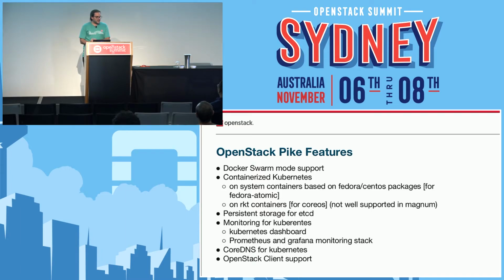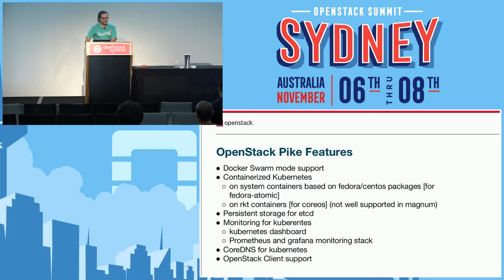I will quickly describe the features from Pike. The most important ones are the first two. It's Docker Swarm mode support. We use, at the moment, the Docker that is embedded in the Fedora Atomic. We haven't added CoreOS yet. And at the moment, the supported version is 13.1, but this will change in Queens, which I will describe later, and you can get the latest version.